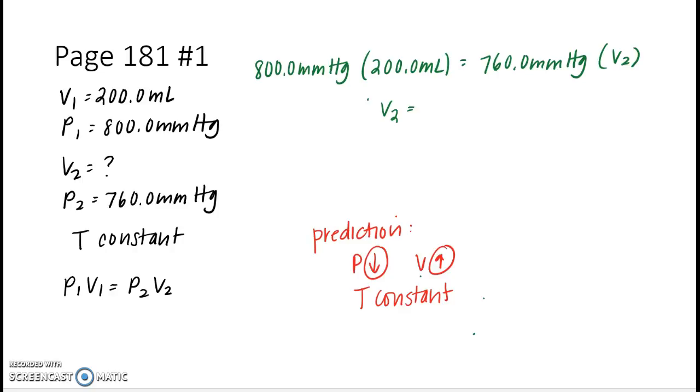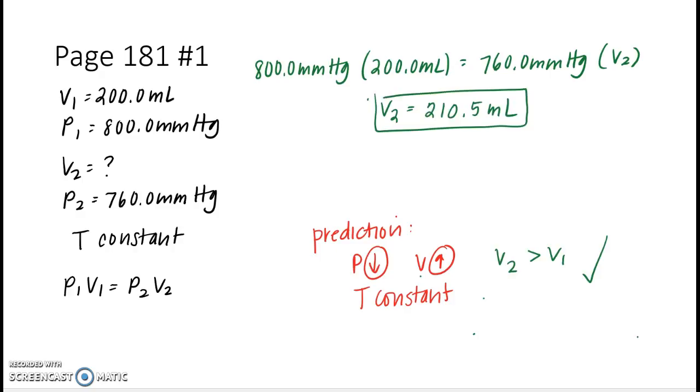Let's plug into our calculator and make sure. When we plug this in, you do 800.0 times 200.0 divided by 760.0, for sig figs, and sure enough, volume 2 is greater than volume 1, so this is correct. Let's move on to another one.